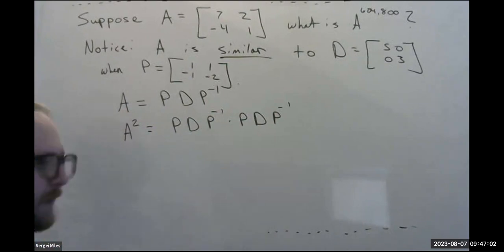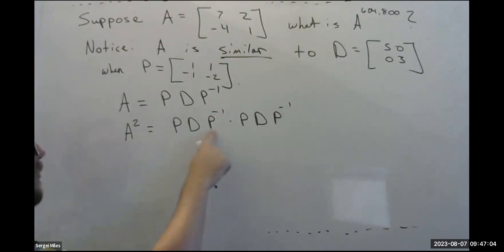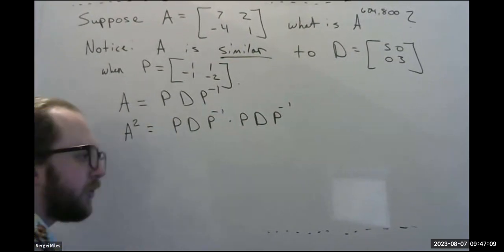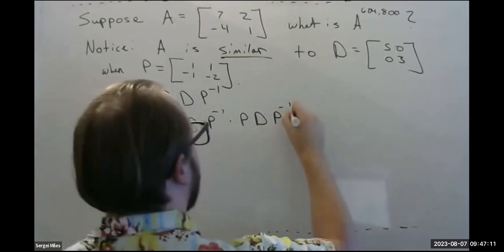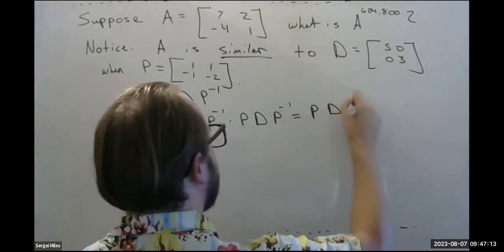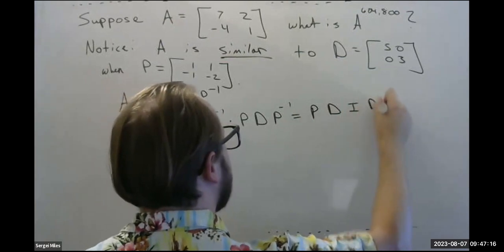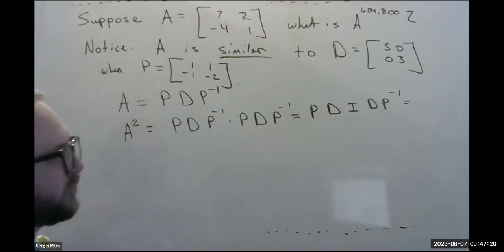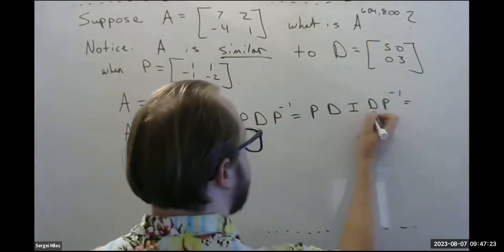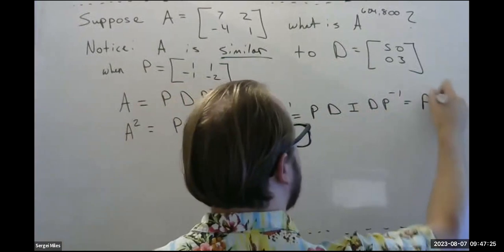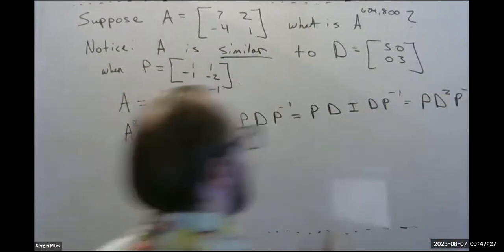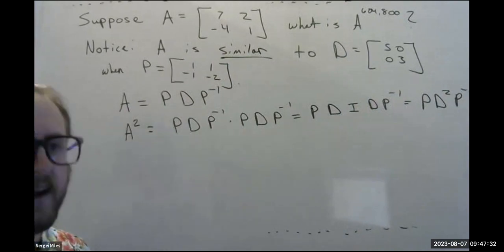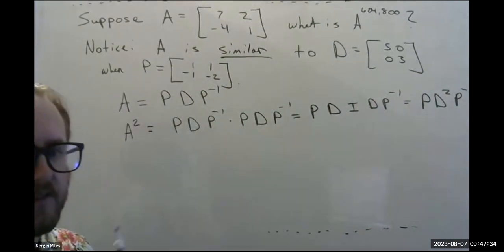But lo and behold, what's special? Well, the P inverse and the P in the middle are going to cancel each other out. They're going to become the identity. I'm going to have P D identity D P inverse. But D times the identity is just D. So really what I have is D times D in the middle. In other words, I have A squared is now equal to P times D squared times P inverse.